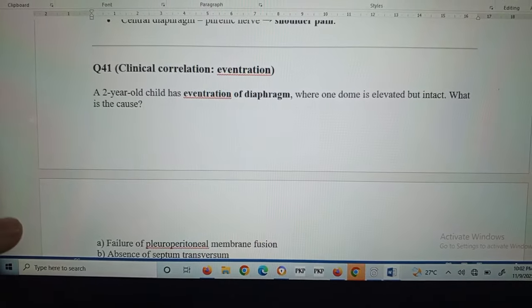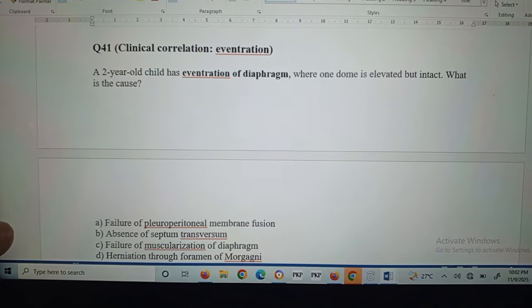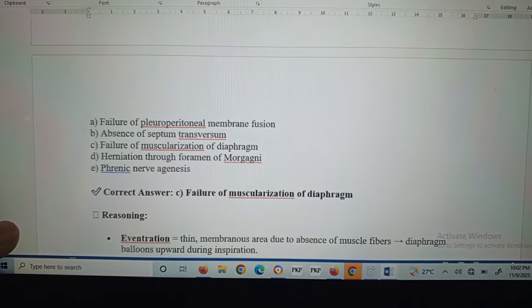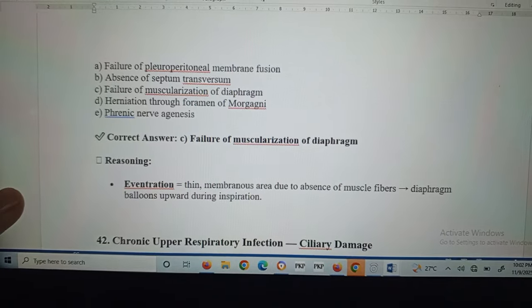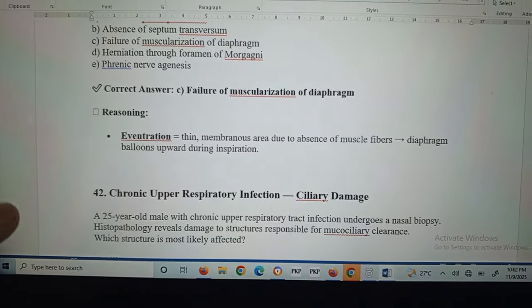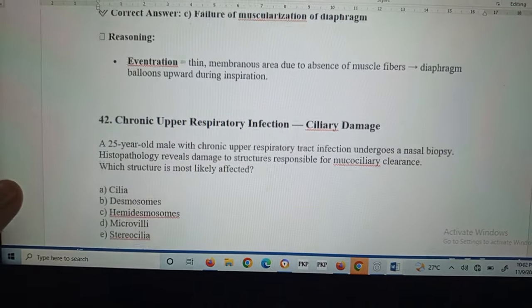Question number 41: a 2-year-old child has eventration of the diaphragm where one dome is elevated but intact. What is the cause? Failure of muscularization of the diaphragm. Eventration is a thin membranous area due to the absence of muscle fibers. The diaphragm balloons upward during expiration.